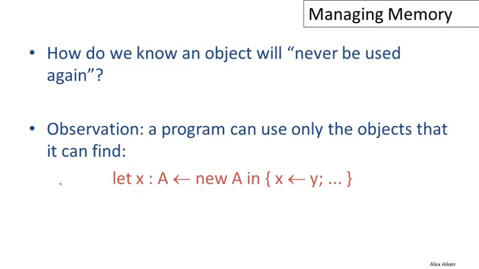And what do we mean by that? So I'm going to switch colors. Let's take a look at this piece of code. What's going to happen? Well, when we execute this, the first thing that happens is we allocate an A object, and it's assigned to X.